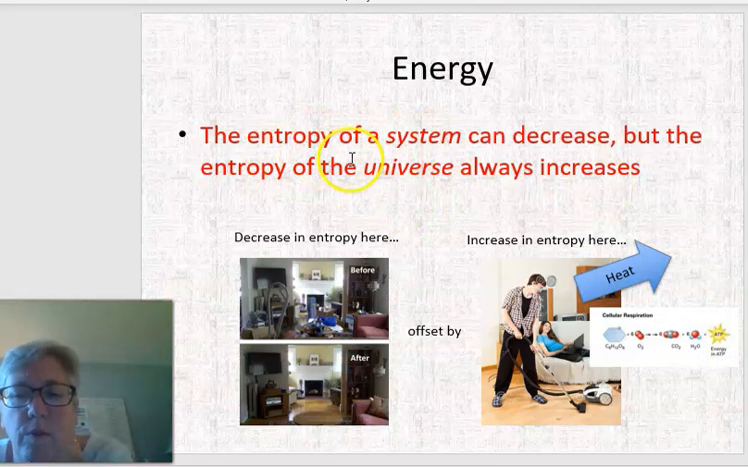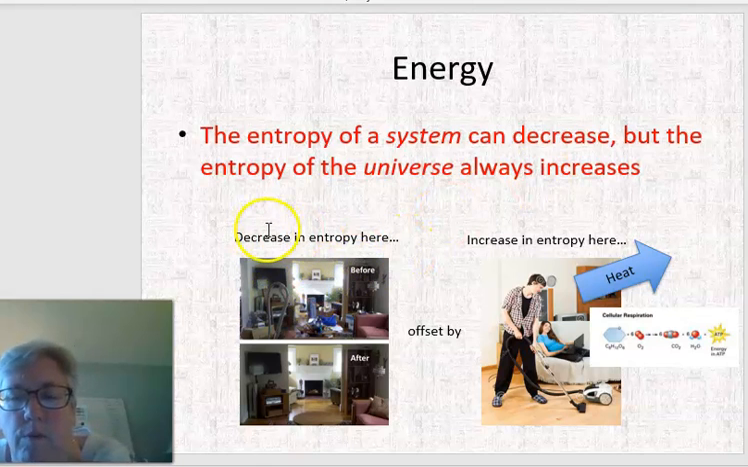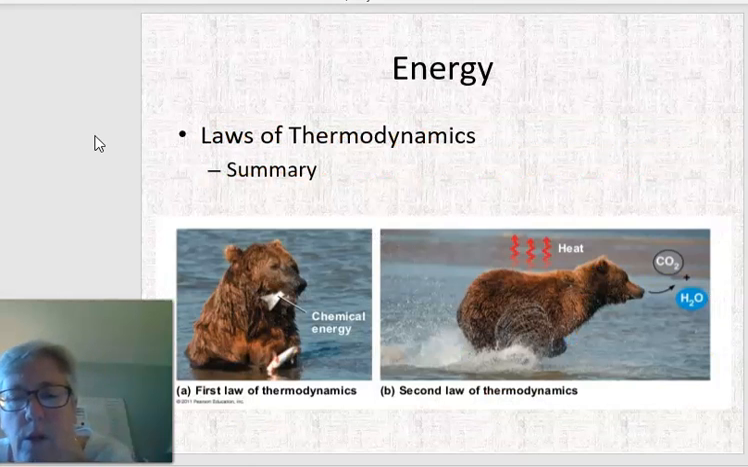Yeah, so the entropy of a system can decrease. So my daughter's room can become more ordered, or less disordered, okay? But when that happens, the entropy of the universe always increases. So she cleans her room, it becomes more ordered, but she personally probably got hot or there was an output of some energy into the universe. So it's always offset, okay? Increase of entropy here, and a decrease in the system. All right, we're going to get more into the math of that later on.